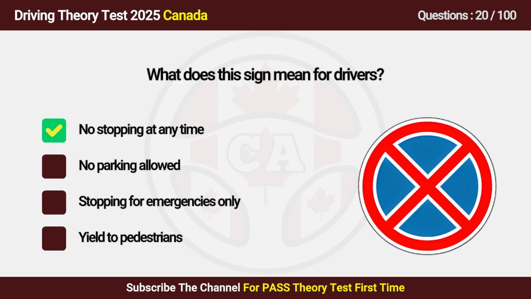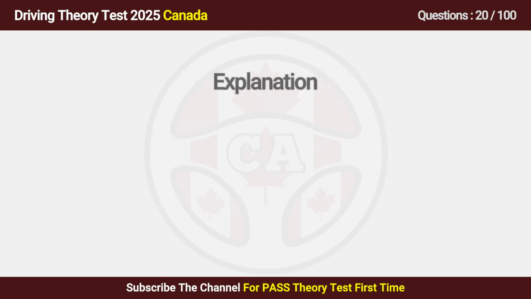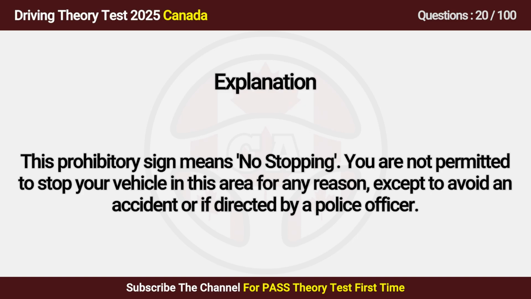Answer is A. No stopping at any time. This prohibitory sign means no stopping. You are not permitted to stop your vehicle in this area for any reason, except to avoid an accident or if directed by a police officer.